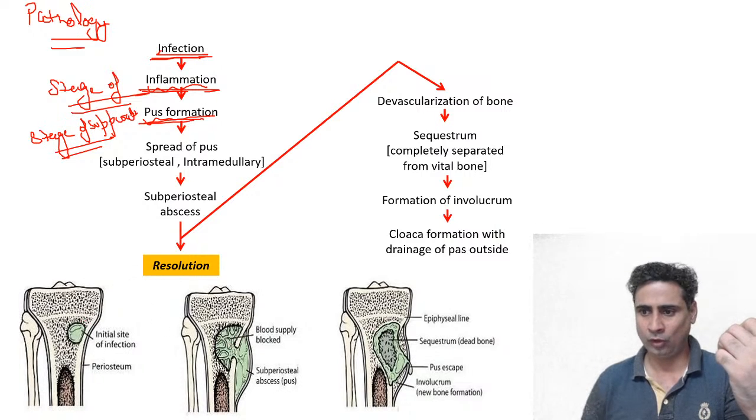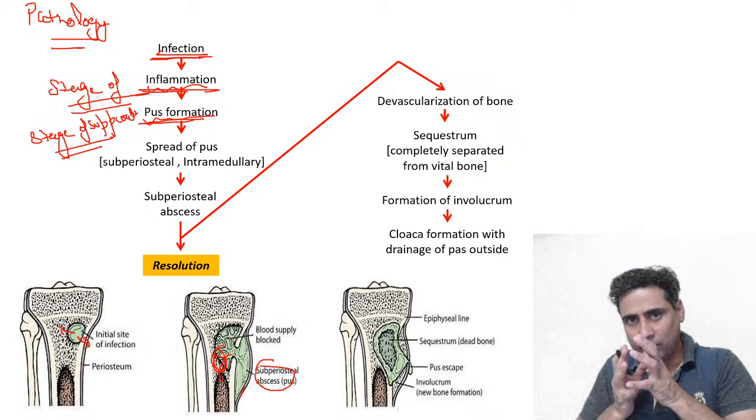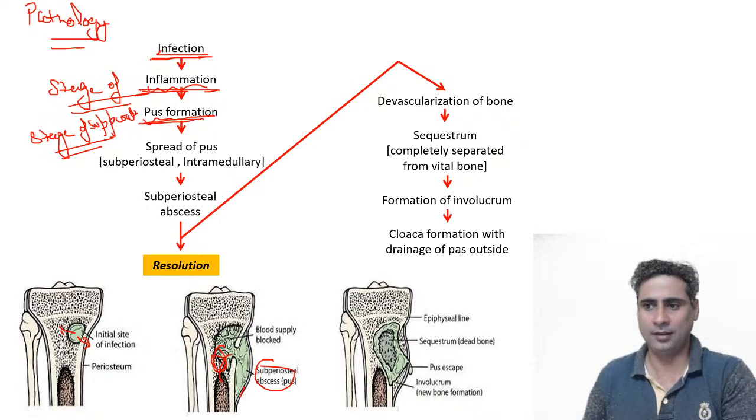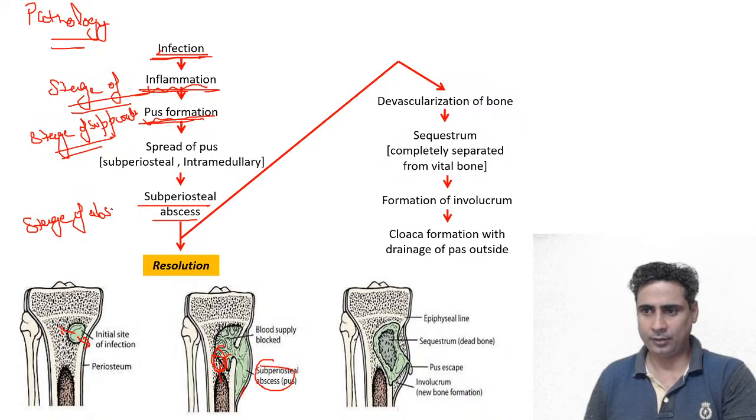Once there is formation of pus, this pus will go along the paths of least resistance. It will go on this side, and especially will come here just below the periosteum. So it will lead to subperiosteal abscess as well as intramedullary abscess. So pus will spread along the paths of least resistance, and there will be formation of subperiosteal abscess. So this is the stage of abscess.